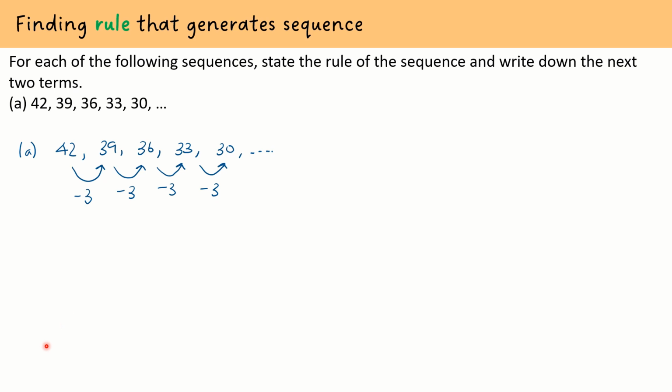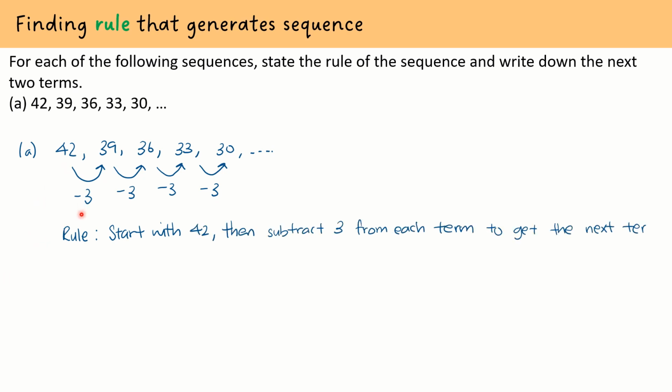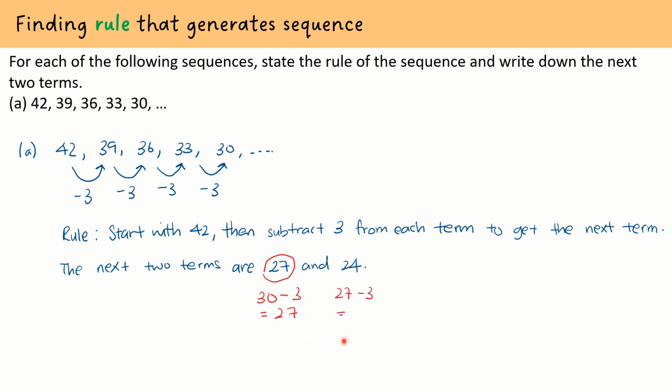So what this means is that for the rule itself, we will always start off by saying what it actually starts with, or rather what is the number that it starts with. In this case, that will be 42. Then we follow by stating what the rule is, which I mentioned earlier. That would be subtraction of 3 from each term to get the next term. Then in finding out the next two terms, starting from 30, we continue to subtract 3 and therefore we get 27. Then we minus 3 again and we get 24 as our next term.